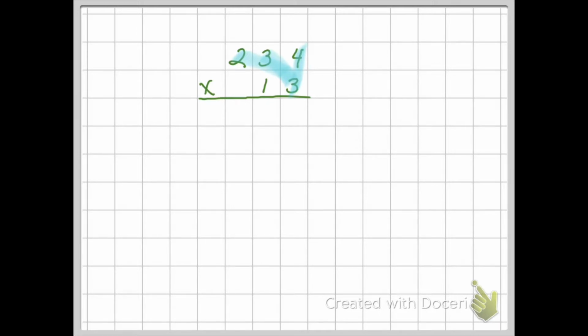So I'm going to try to use a different color here just to help you out. So 4 times 3 is 12. Regroup that 1. 3 times 3 is 9. Plus that regrouped 1 is 10. 3 times 2 is 6, plus 1 is 7.